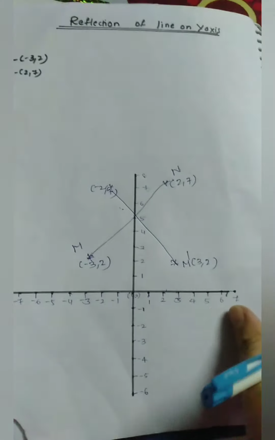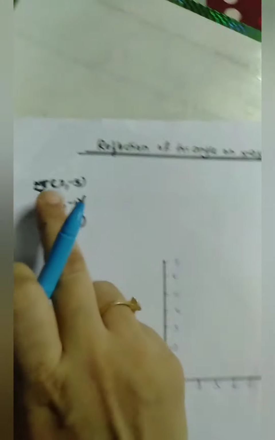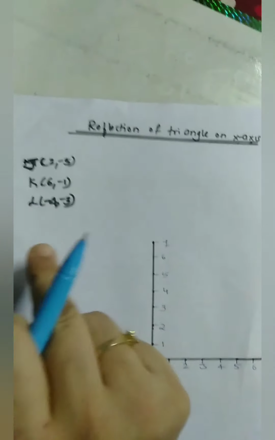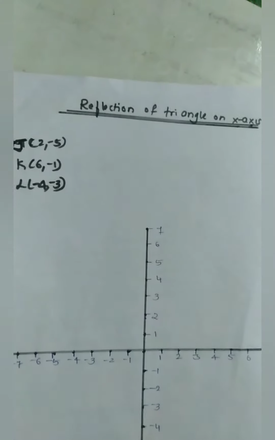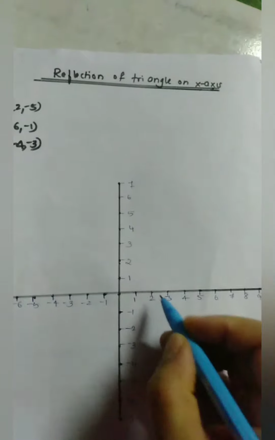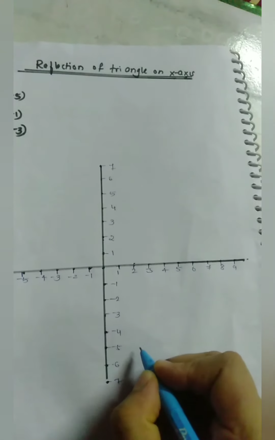Now let us see reflection of some polygon. Let us take an example of a triangle. We have 3 points here. J is equal to (2, -5), K is equal to (6, -1), and L is equal to (-3, -4). Let's plot these points. (2, -5) is here.